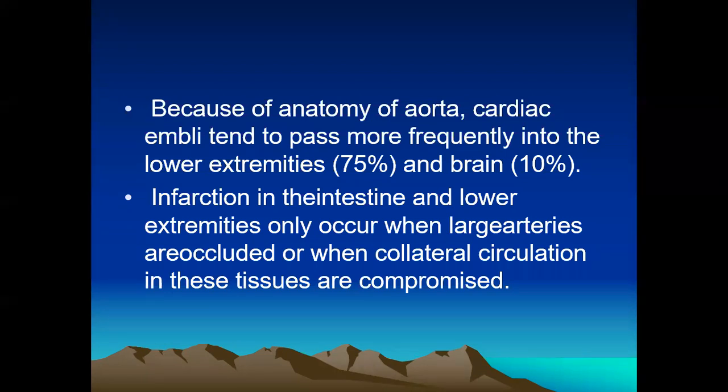ठीक है बेटा, so infarction can also occur in the intestine, and in the lower extremities. When large arteries or veins are occluded, the collateral circulation in these tissues can be compromised. यहाँ कोई tissue जो compromised हो जाए, there is some less chance for development of infarction.